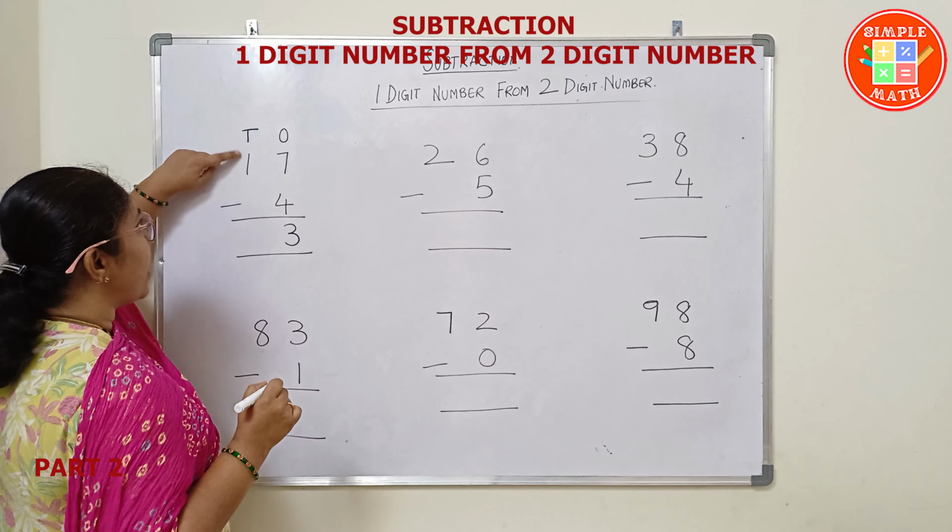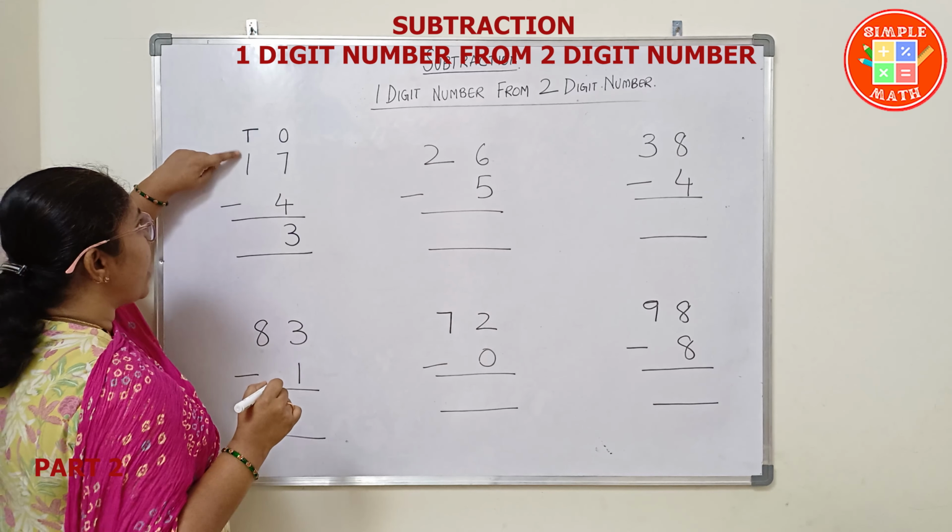Now come to the tens column. In the tens column, you have only one number, 1. There is no number to be subtracted, so we write the same number directly. So the answer is 1, 3, 13. The difference is 13. 17 minus 4 is 13.